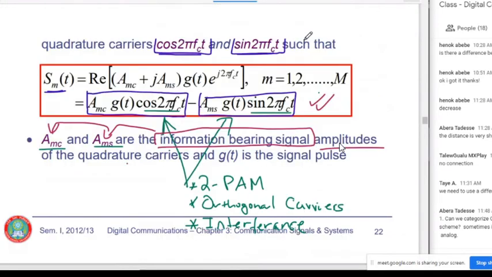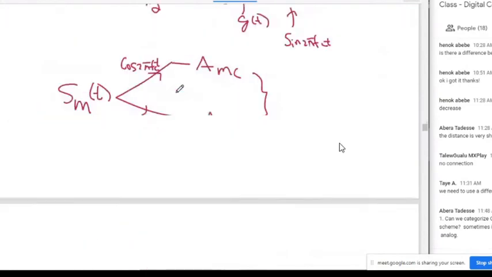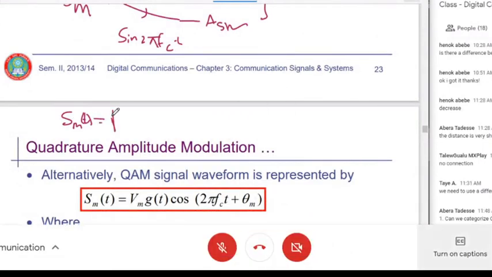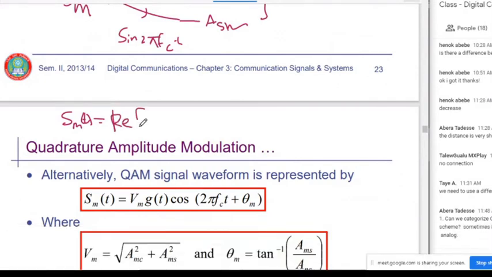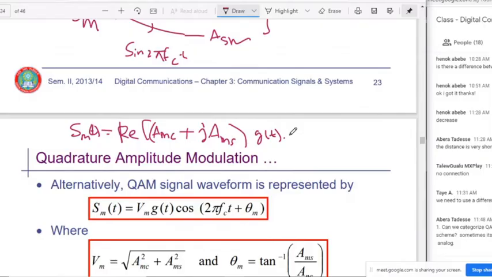Now look at the first one. s_m(t) is the real part of AMC plus j times AMS, times g of t, times e raised to j 2 pi f c of t, right?